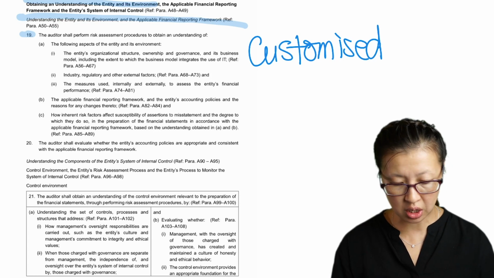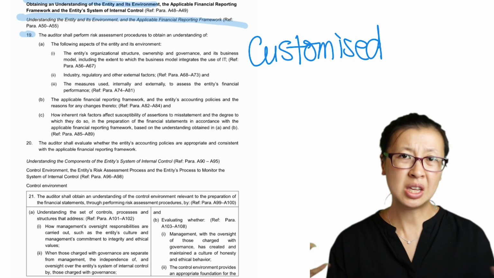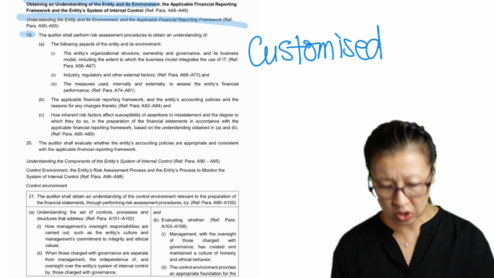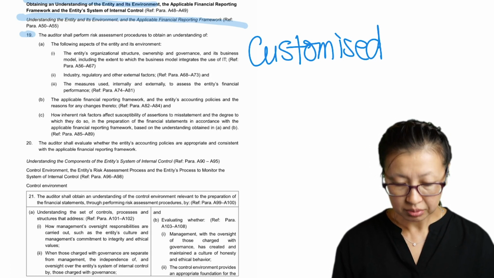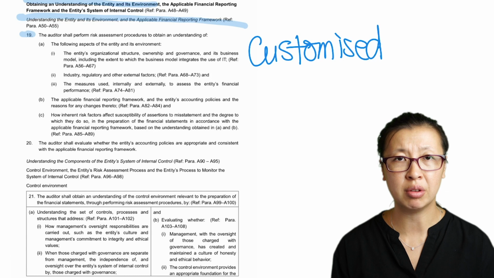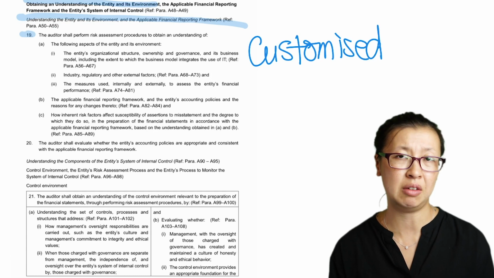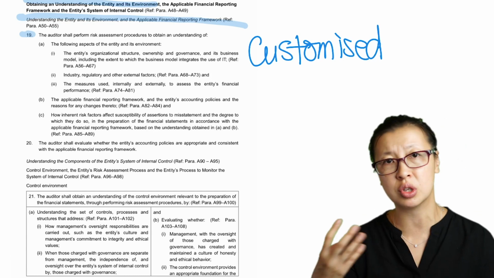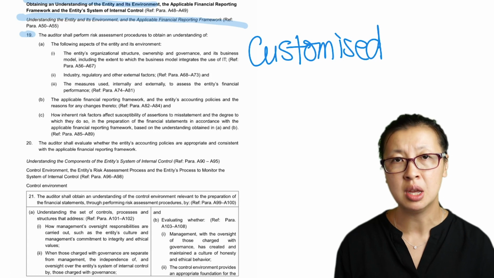What's their business structure? Their environment? What is the industry that they're operating in? What is that industry like? And their applicable financial reporting framework. So what are the accounting standards they have to use? Are they listed in multiple jurisdictions and have to worry about multiple sets of accounting standards?